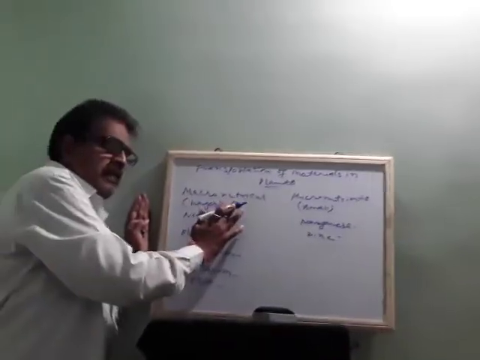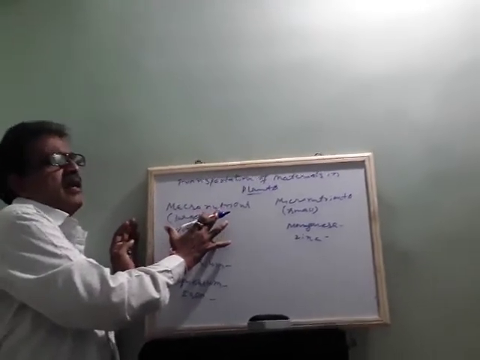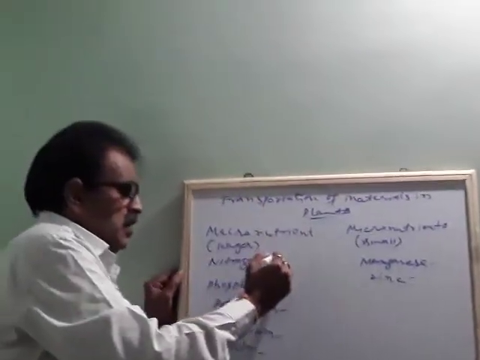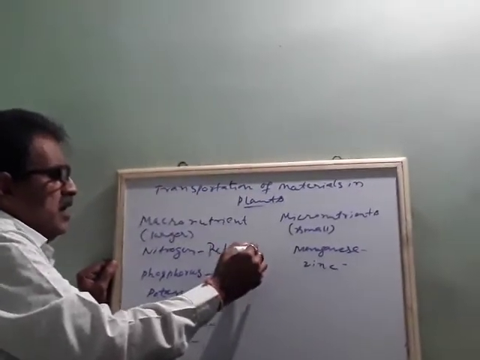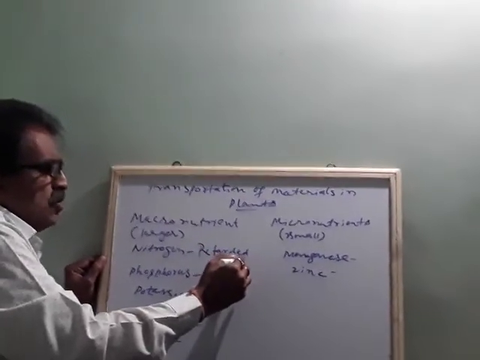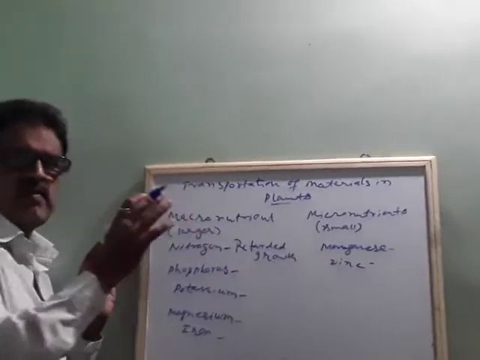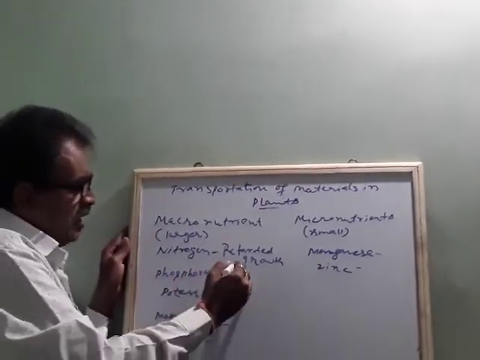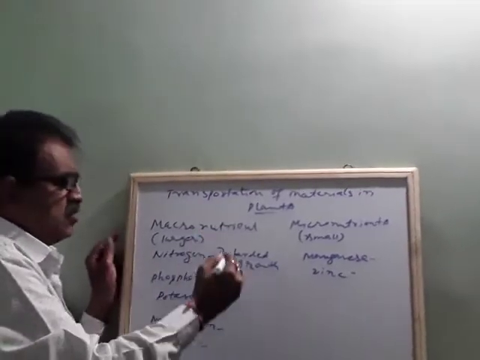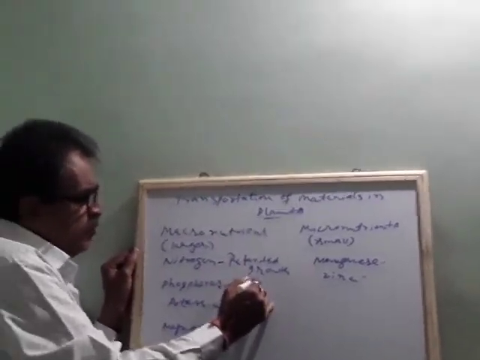But if it is not supplied, what happens to the plants? They show retarded growth. So growth of the plant reduces if it is deficient in nitrogen. And if phosphorus is not supplied in sufficient quantity, again there is poor growth.